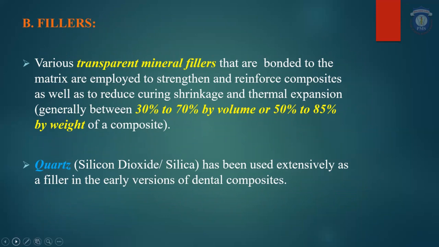Okay, so I told you that in this resin matrix, the second phase is dispersed. They are called the filler particles, and these filler particles are bonded to the resin matrix via a coupling agent. Okay, so various transparent mineral particles, which can be crystalline as well as amorphous in nature. Transparent mineral fillers, so as to give the aesthetic appearance to the restoration. Transparent mineral fillers that are bonded to the matrix are employed to strengthen and reinforce the composite as well as to reduce the polymerization shrinkage and thermal expansion.